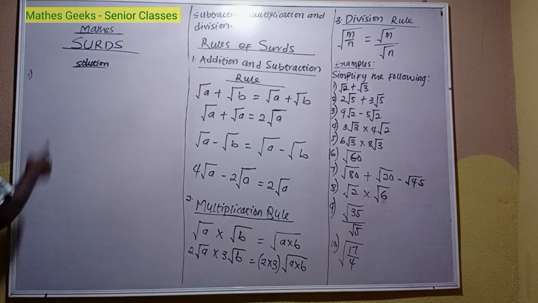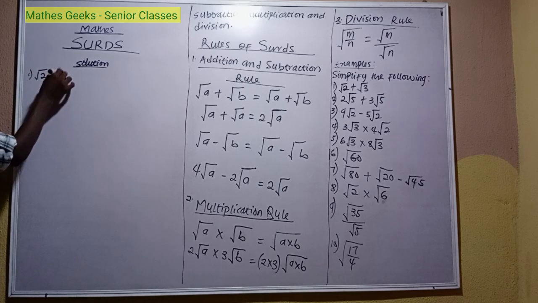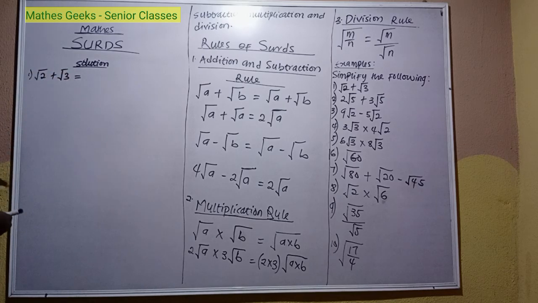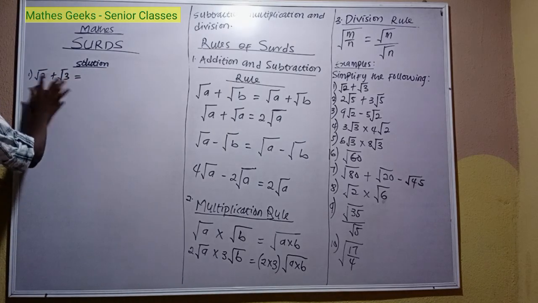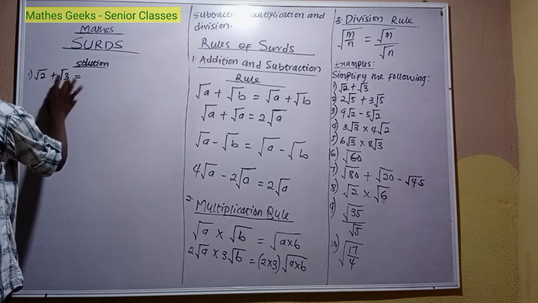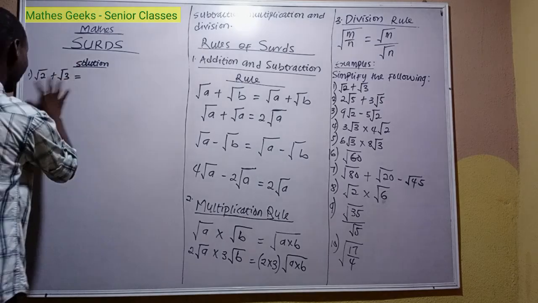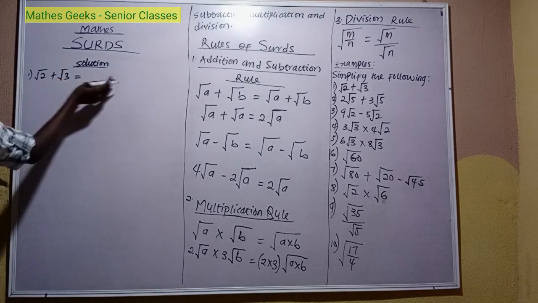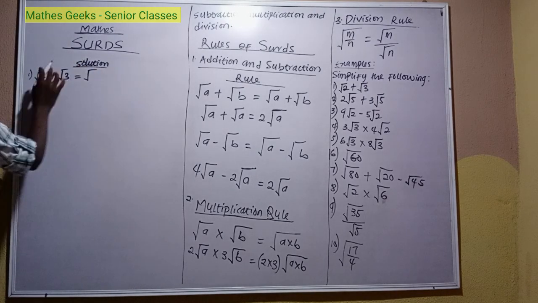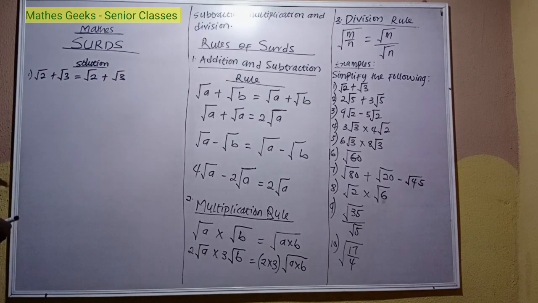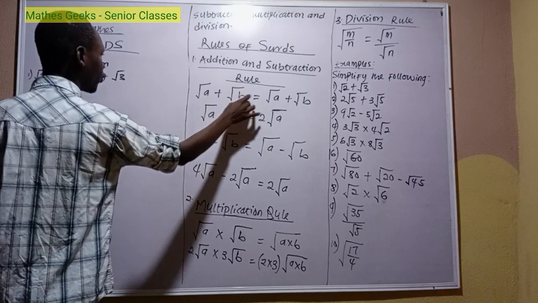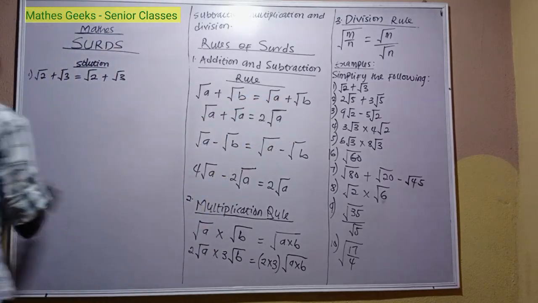So the first one says root 2 plus root 3. To carry out a simple operation of addition, in this case, like the rule we have here, since the roots are not the same, this is 2, this is 3, we can do nothing about this addition. So it will be equal to what we have on this side of the equation, root 2 plus root 3, based on this rule, root a plus root b is equal to root a plus root b. That's all.